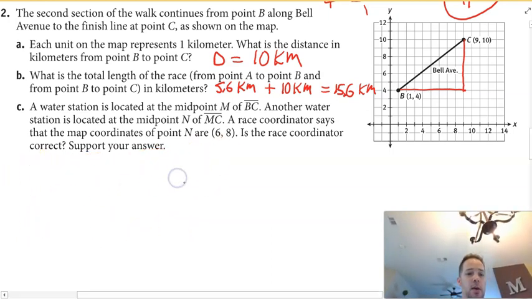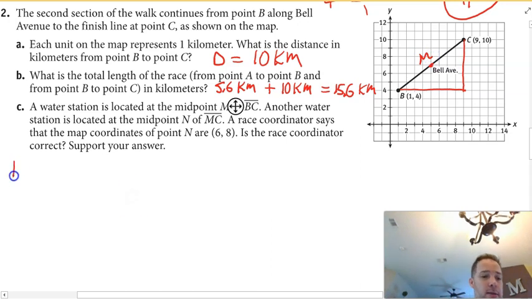For question C, it tells us that there is a water station located at the midpoint of BC, and there is another water station located at the midpoint of MC. So we need to find the midpoint. A couple of easy ways to do that. If you have a graph, you can just use half of the x value. So half of 8 units is 4, should be right here. For the y, half of 6 units went up 3. So I'm pretty sure that's the midpoint to get M.